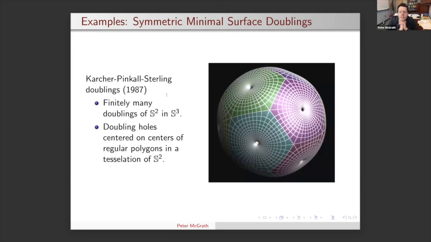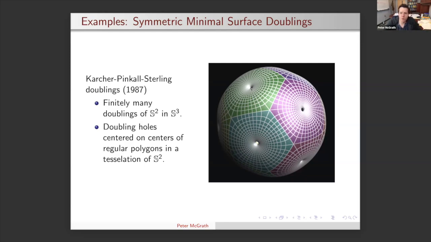Okay, so in the mid-80s, a discrete family, finitely many doublings of the equator S2 in S3, were constructed by Kapouleas and Yang using a variant of Lawson's method of construction. But the ansatz is very different for these. The ansatz is that you begin with a two-sphere, and then you tessellate the two-sphere by regular polygons. And there's a finite number of ways to do this using the Platonic solids. So here I have fundamental cells that are pentagons.